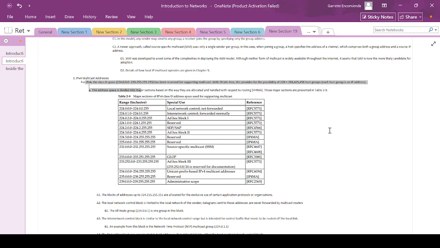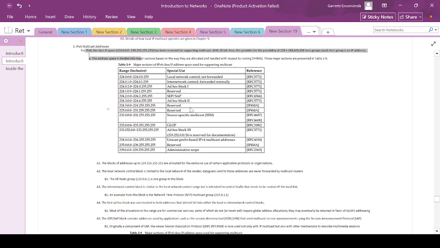So since the class D is provided for multicast addresses, it is reserved for providing these multicast addresses. For the allocation before CIDR, we actually have these 268 million host groups that can provide multicast. This address space is divided into major sections based on the way they are allocated and handled with respect to routing. Those major sections are presented in table 2.9.